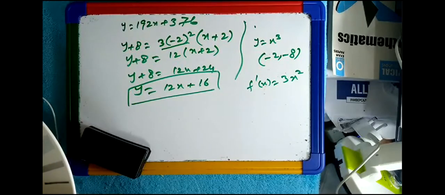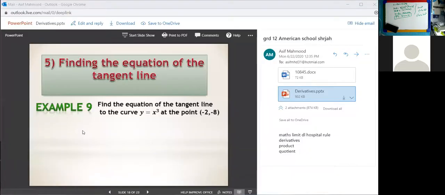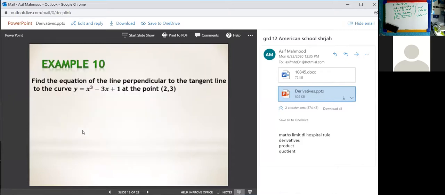Y is equal to 12x plus 16. Yeah, so this is correct, right? Okay, we now just go on to the next one. Now, try this one.